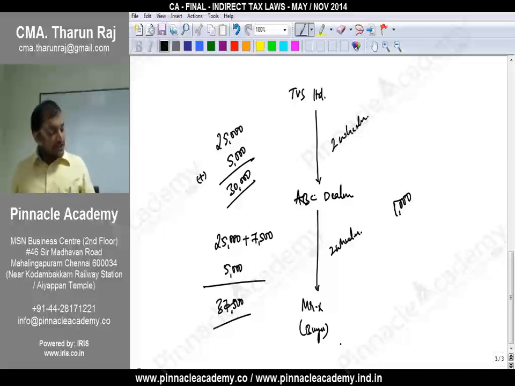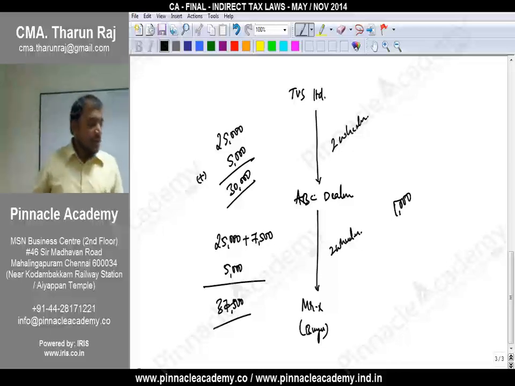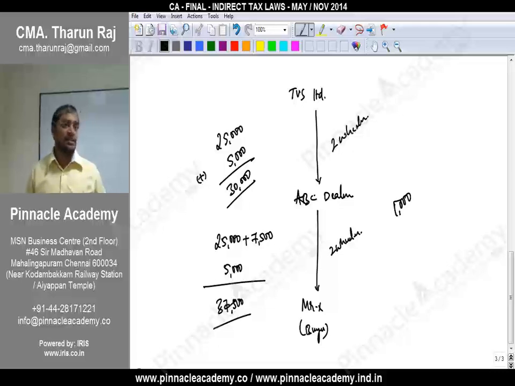Then we have the meaning of service provider and service recipient in the material. Already I discussed who is service provider, who is service recipient, and even the meaning of person. You can see that we have a definition for person, section 65B, subsection 37: individual, HUF, firm, LLP, AOP or BOI, whether incorporated or not, company, cooperative society, government, a local authority or every artificial juridical person not falling within any of the preceding subclauses. Even a local authority is a person. If a local authority provides any services, it is also required to pay service tax.